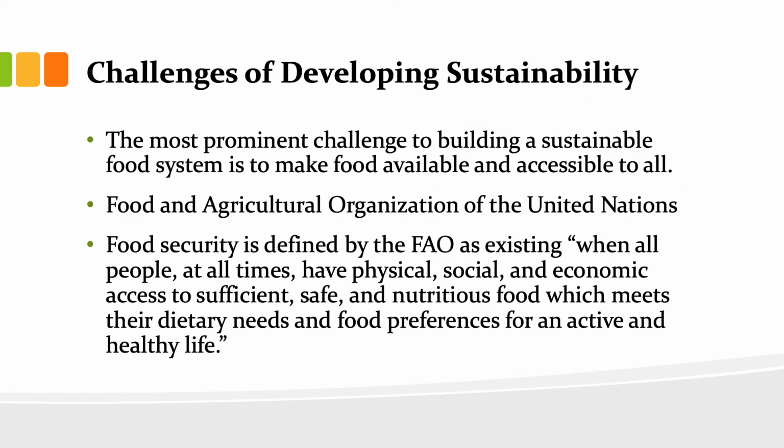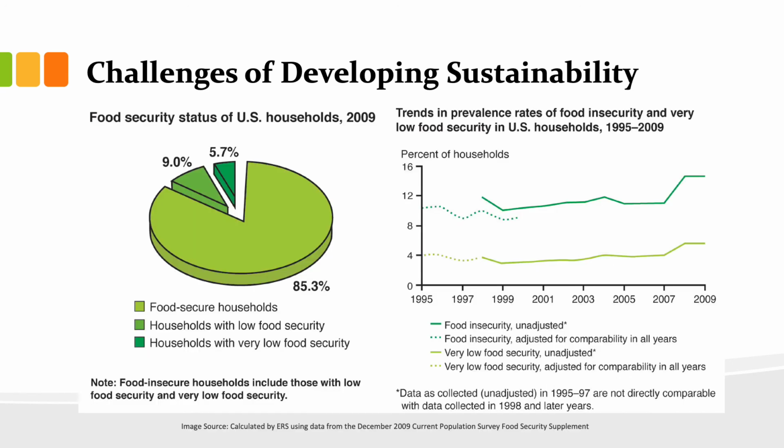The most prominent challenge to building a sustainable food system is to make food available and accessible to all. Food security is defined by the Food and Agricultural Organization of the United Nations as existing when all people at all times have physical, social, and economic access to sufficient, safe, and nutritious food, which meets their dietary needs and food preferences for an active and healthy life.